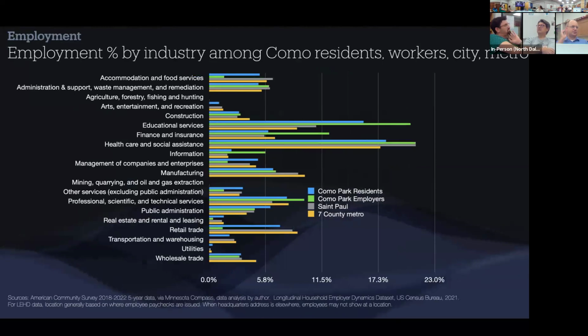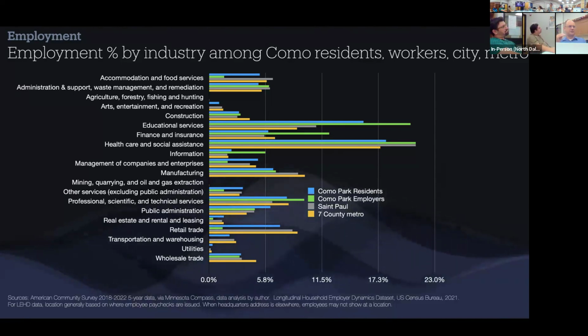And this you can peruse if you want. It's hard to read. But I just thought I'd include it because it's interesting to some people, like what industries are people employed in. Como really excels most in education services, the giant green bar, and then healthcare and social assistance are the two biggest employers in Como Park. So the green bars are the employers in Como Park. You can see what industries the residents of Como Park work in.